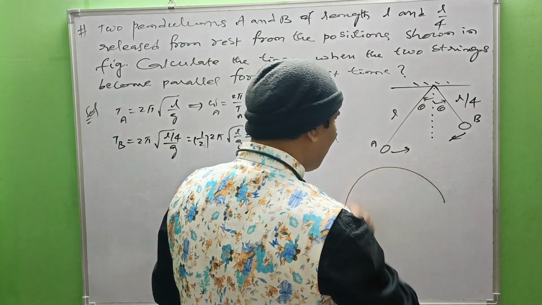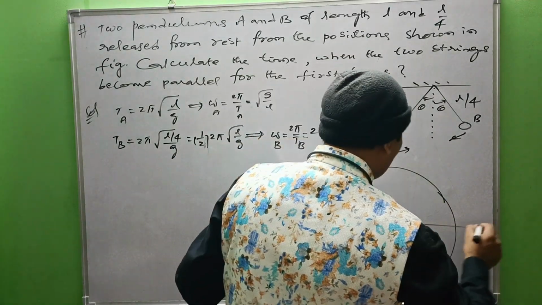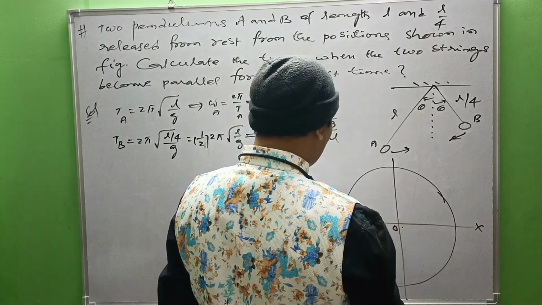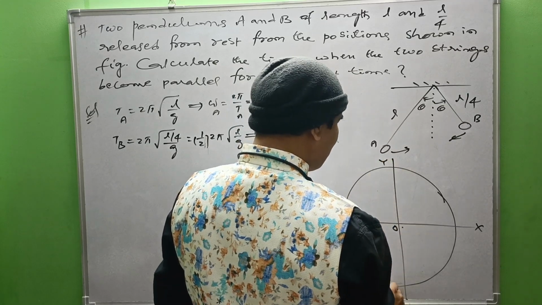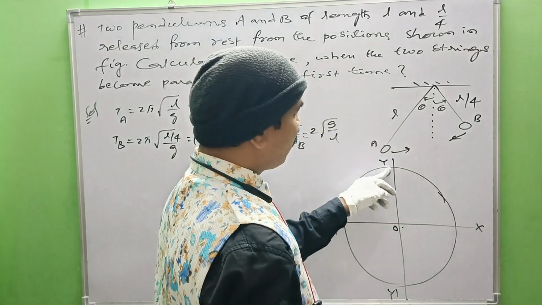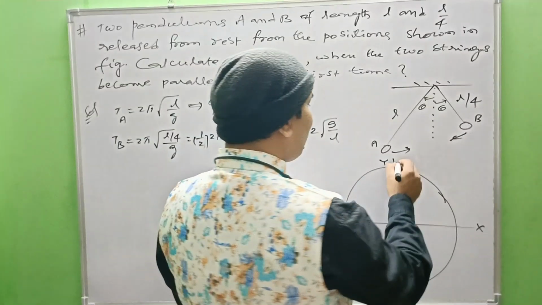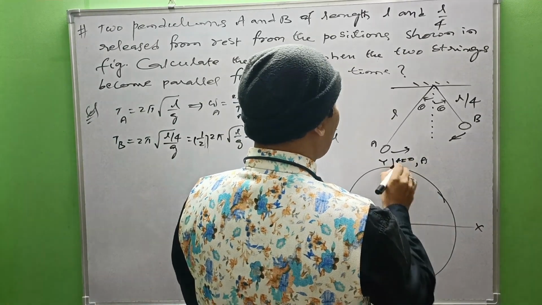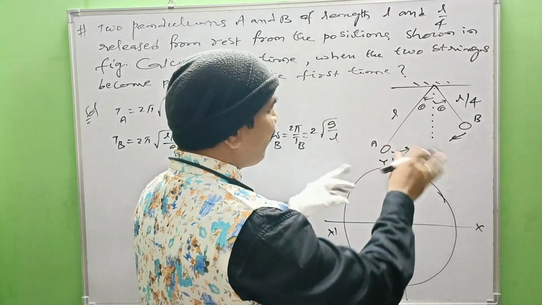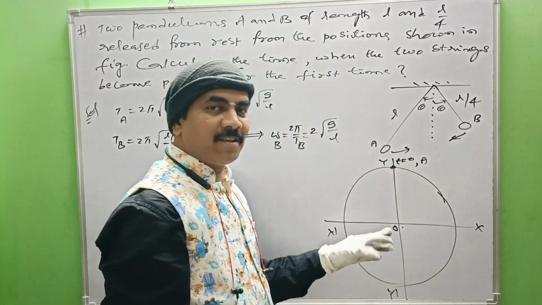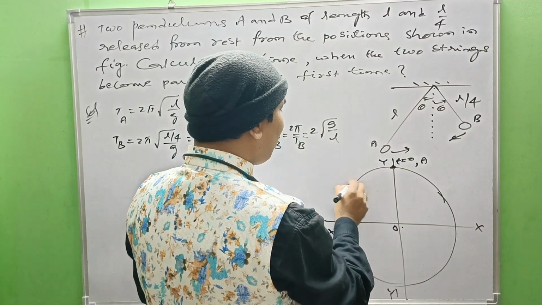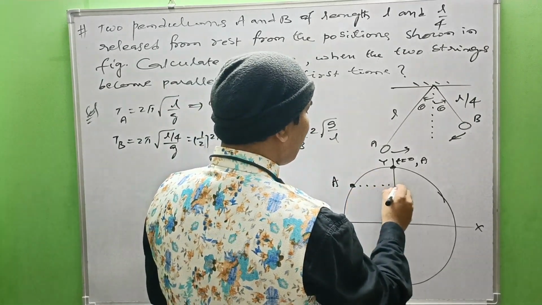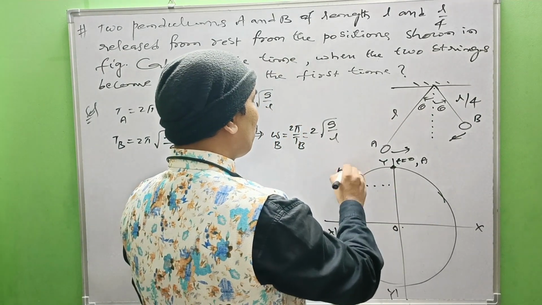See, this is the circle with two normal axes, XOX dash, YOY dash, right? For example, this is the position of pendulum A initially at t equal to 0. A is somewhere here, right? Now when both come parallel to each other for the first time, this will be the position of the pendulum A, right? Yes, this will be the y projection at t equal to t, like that.